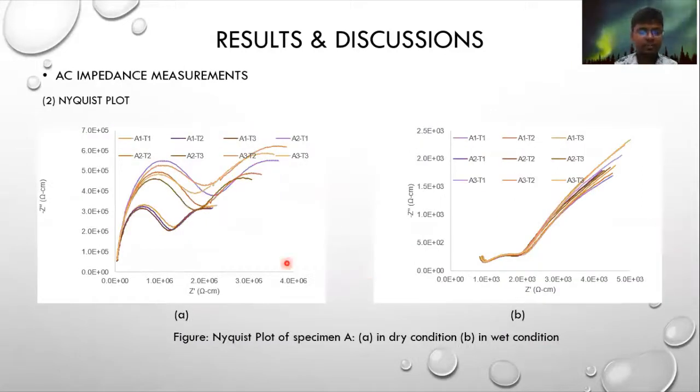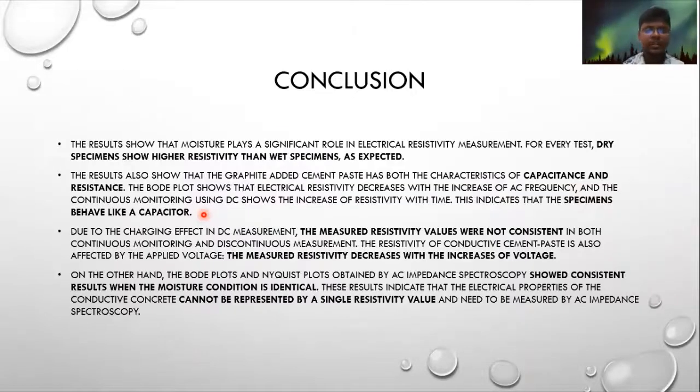In the case of the Nyquist plot, there are fairly consistent results for the dry specimen, and for the wet specimen we also observe fairly consistent results, with semicircles and also a tail pattern. That's a typical cement composite behavior under AC impedance spectroscopy. So the conclusion is that moisture plays a significant role in electrical resistivity measurement. For every test, the dry specimen shows higher resistivity than the wet specimen, as expected. The results also show that the graphite and cement paste have both the characteristics of capacitance and resistance.